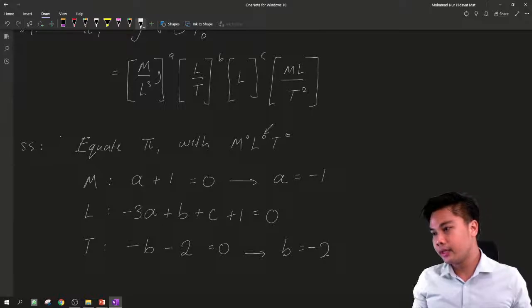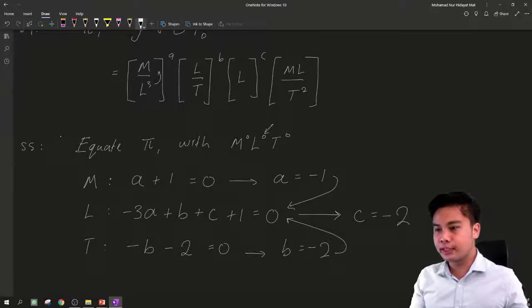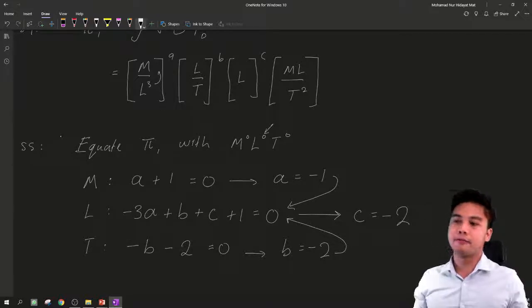Substitute a and b into this equation. And finally, it turns out that c is equal to -2. Because you substitute -3 multiplied with -1, +3. Plus 1 plus b, which is -2. So +3 minus 2, +1 plus c. And then plus 2, which is c plus 2. We move it to the other side, it becomes negative.